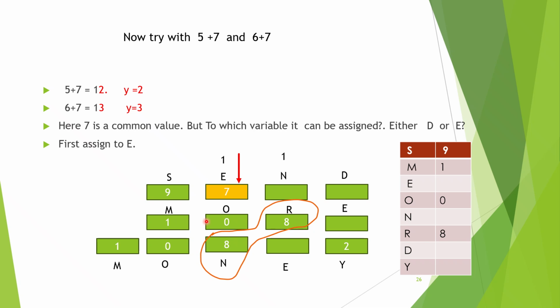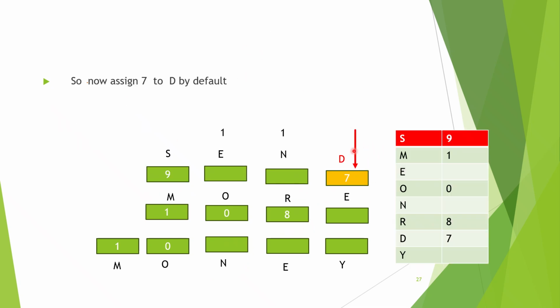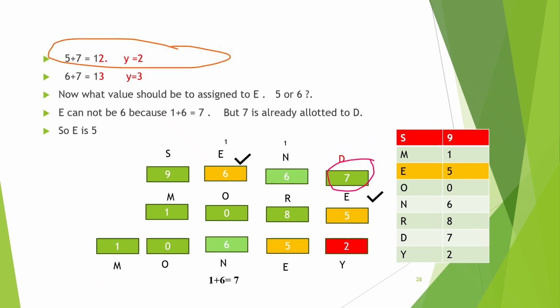So what's the alternative? We cannot assign 7 to E, so assign 7 to D. We are assigning the value 7 to D by default. Now, what value can be assigned to E?